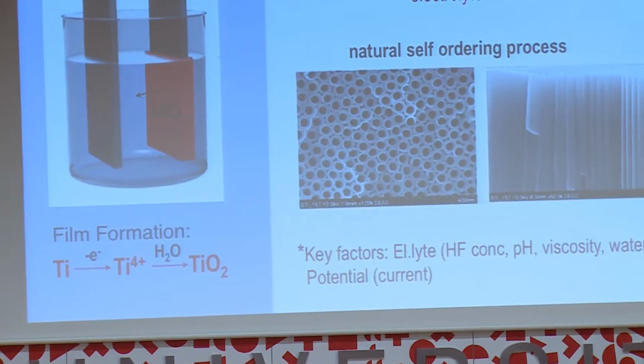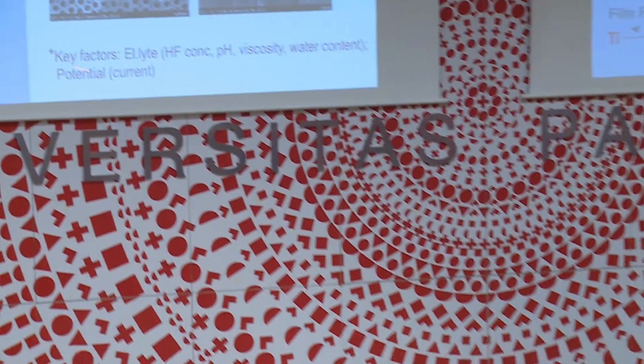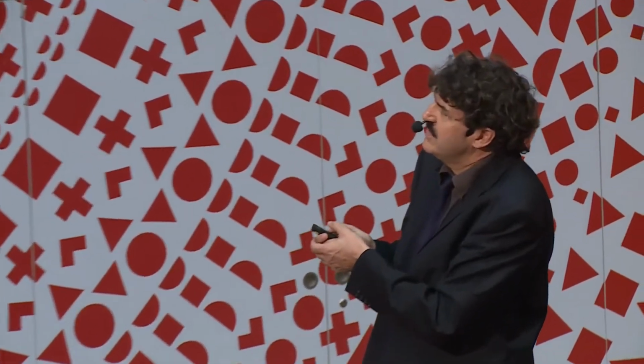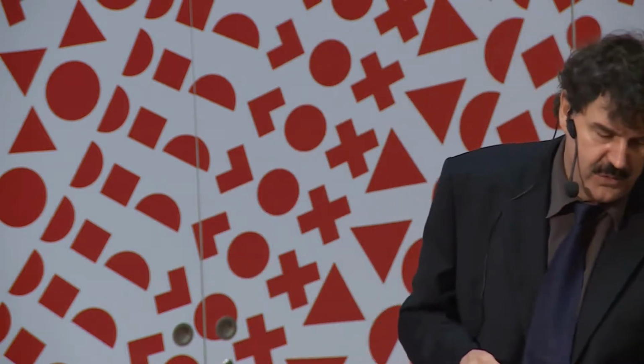Of course, it's not that easy. It's not only fluorides, but you need to optimize quite a number of factors to get tubes as nice as you can see here. This is a top view of such a nanotube layer. This is a cross-section of such a nanotube layer that has been formed under more or less ideal conditions. And we're going to talk about these ideal conditions in a second a little bit more.